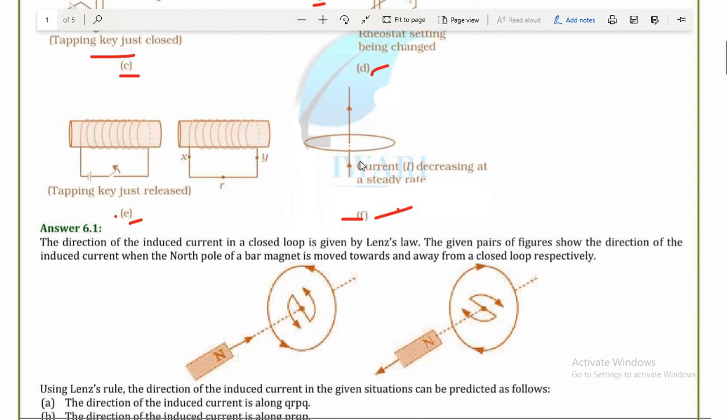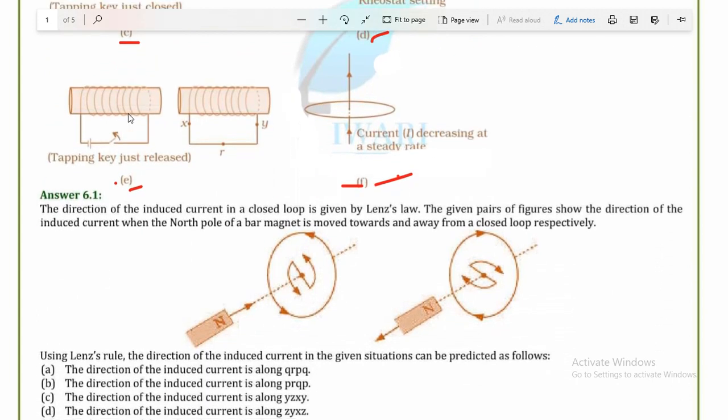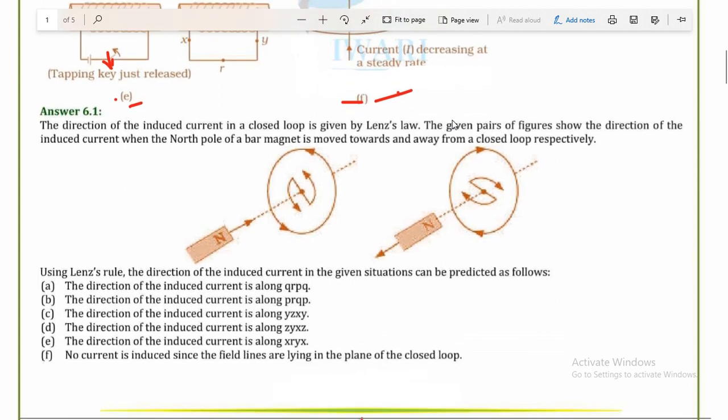Here you can see this one is the solenoid which contains some battery. So when this key K is tapped, there is current in this solenoid, and due to this current there must be a magnetic field. So there is change in magnetic flux through this other loop, and there will be some induced current in this circuit. Similarly, if current is decreasing at a steady rate in this current carrying wire, there must be some induced current in this loop. So in all these cases, you can use Lenz's law to find out the direction of induced current. So let's see the answer.